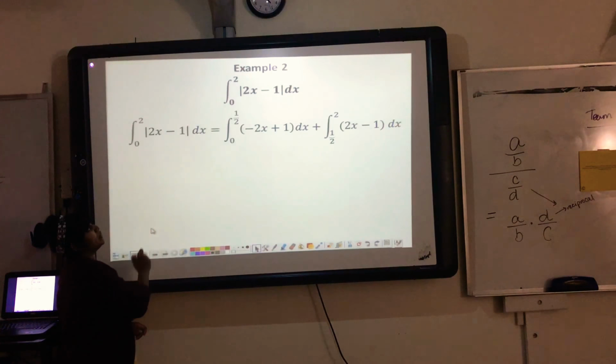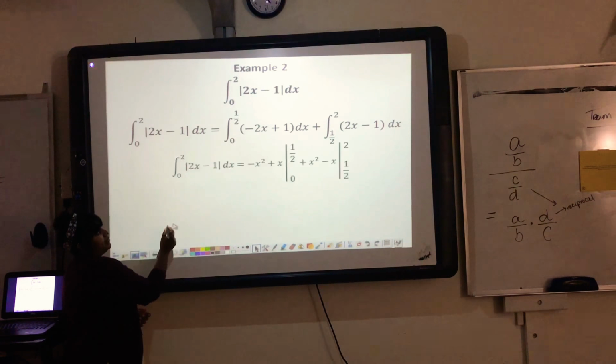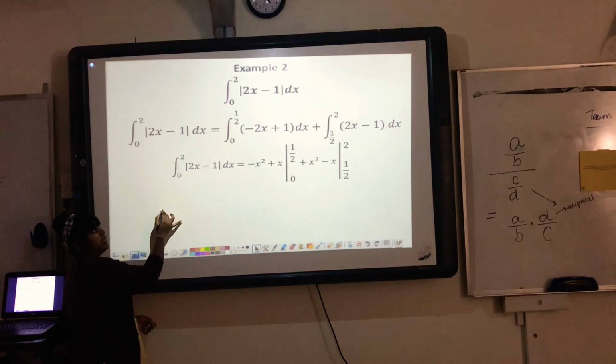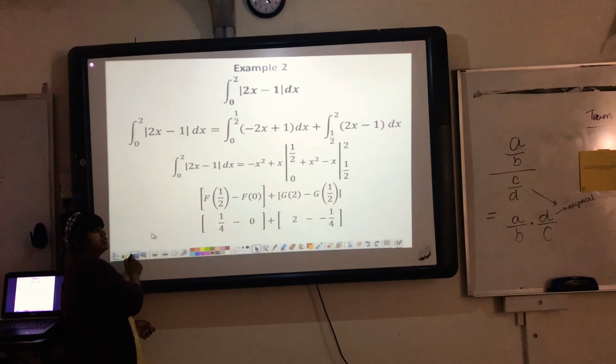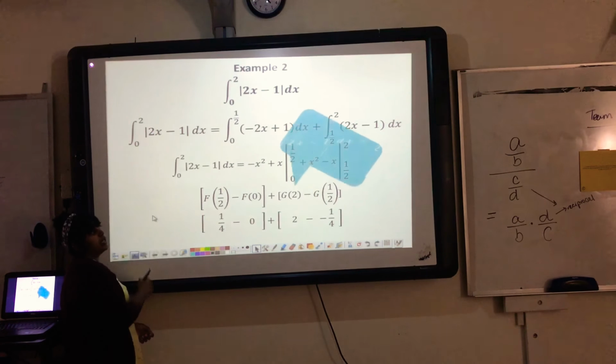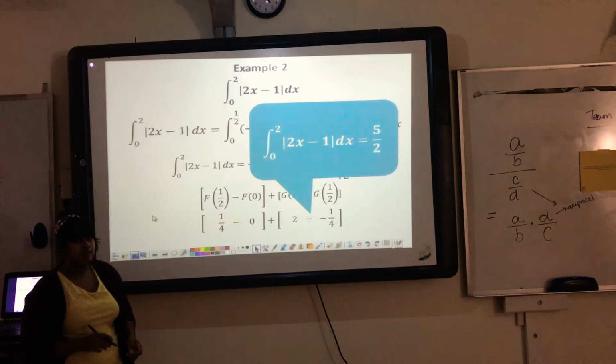Step 3, let's evaluate that integral. Went ahead and evaluated it. Got my evaluation signs. And then finally, step 4, we're going to apply our fundamental theorem of calculus, get some funky fractions, and we get an answer of 5/2.